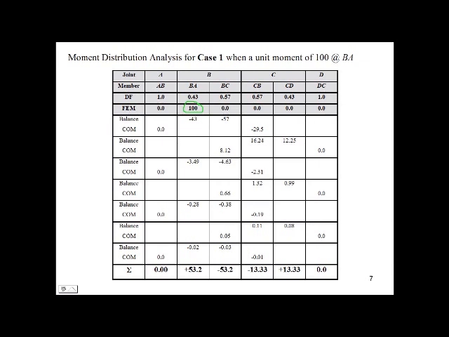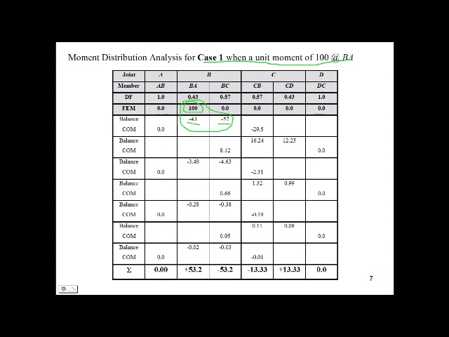We start with case 1, when a unit moment of 100 is applied at end BA. Note that the unit moment is positive since the fixed end moment on member BA is clockwise. To balance joint B, apply a negative moment of 100 to the joint. The applied moment will be distributed to the connected members in proportion to their distribution factors. We will have negative 43 and negative 57. Notice that the sum of the moments at joint B is 0.